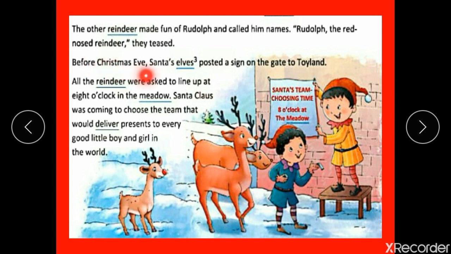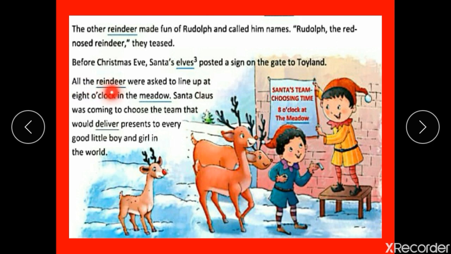Before Christmas Eve, Santa's elves posted a sign on the gate to Toyland. Elves, they are called elves. Elves means small creatures in stories with pointed ears. These elves posted a sign on the gate to Toyland. What was the sign about?